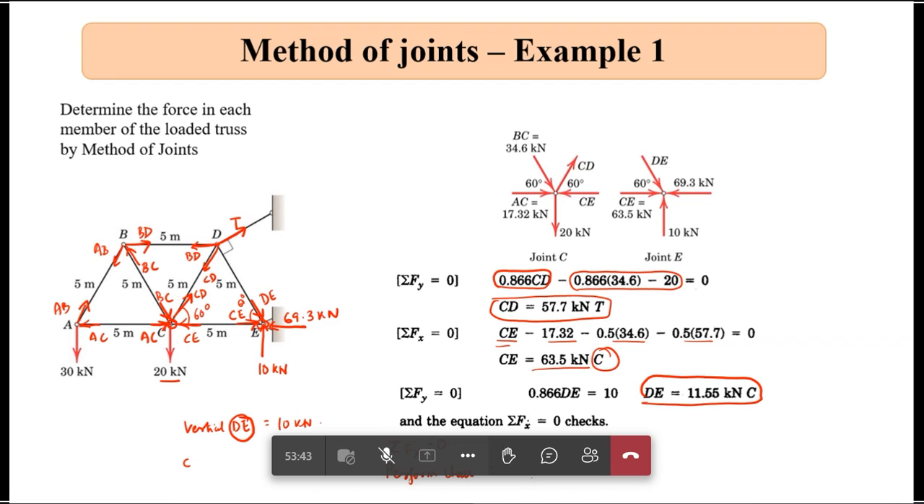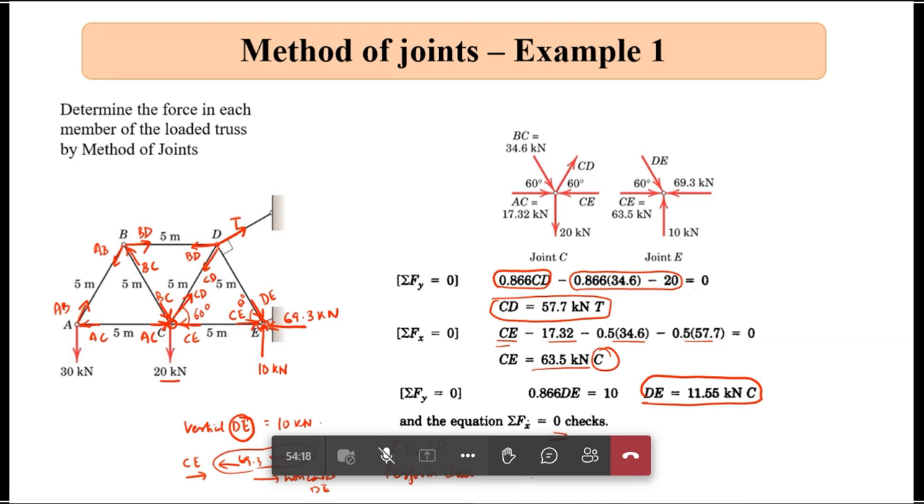Now, summation Fx, what do you get? CE is in this direction, 69.3 kilonewton is in this direction, and this is DE, right? So horizontal component of DE is in this direction. So CE plus horizontal component of DE should be equal to 69.3 kilonewton, right? If this summation comes out to be 0, then whatever you have solved is correct.